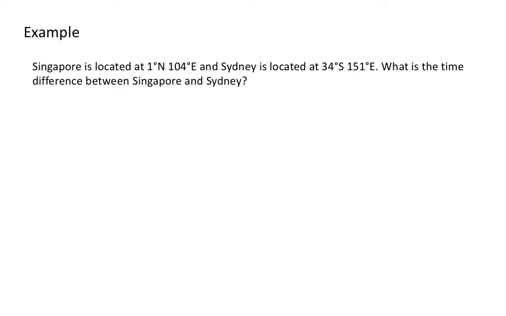So longitude is our east or west. We're looking at 104 degrees east for Singapore and 151 degrees east for Sydney. So I need to work out what the difference is in the longitude. So longitude difference is going to be equal to 151 subtract 104 because they're both within the east area. When they both have east, I can just subtract the smaller one from the larger one. So 151 minus 104 is going to equal 47 degrees.